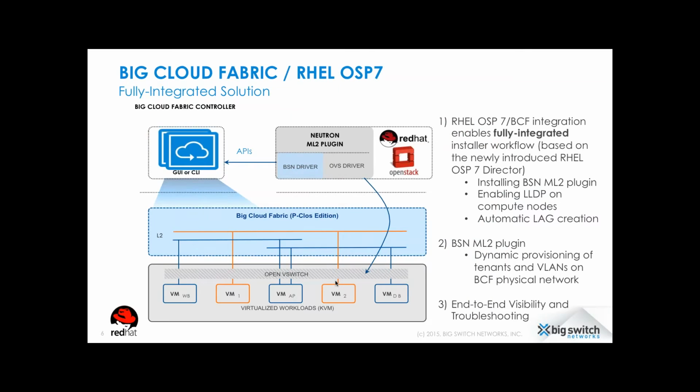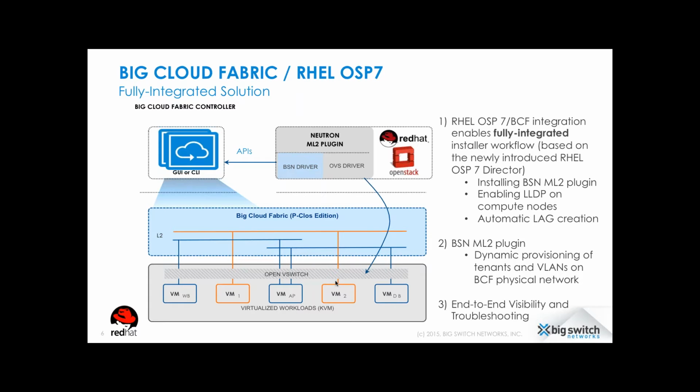So next, let's talk about the joint solution itself. The joint solution really combines OpenStack with software-defined networking to remove complexity altogether while enabling flexibility, openness, and automation to essentially build a self-service cloud environment. So the first aspect of the integration is the fully integrated installer workflow.